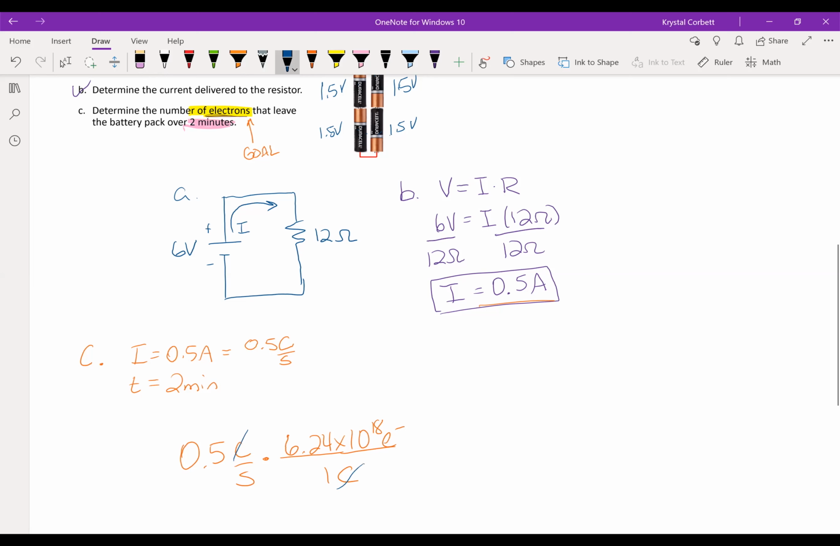We're left with electrons per second, but we know that this is left on for 2 minutes. And I also know that 1 minute is 60 seconds. So now I can cancel out my minutes, cancel out my seconds, and I'm left only with electrons. So when I multiply that out, and y'all multiply it with me, I get 3.74 times 10 to the 20 electrons.